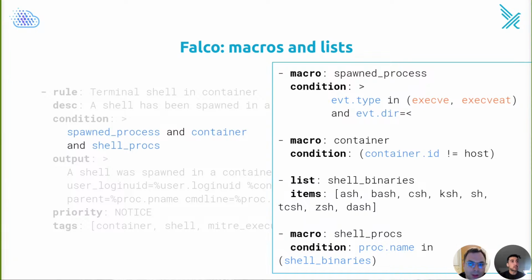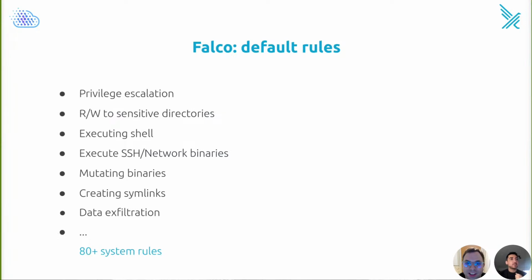And are these custom macros and lists, or are these ones that already exist upstream? This is my next slide, because it's really hard to write some rules from scratch. Us maintainers and also the Falco community, we are providing to the end users a list of out-of-the-box rules. Right now, we have something like 88 different rules. They don't have the same maturity. We are following the CNCF stages for maturity: sandbox, incubating, and stable, which means graduated.